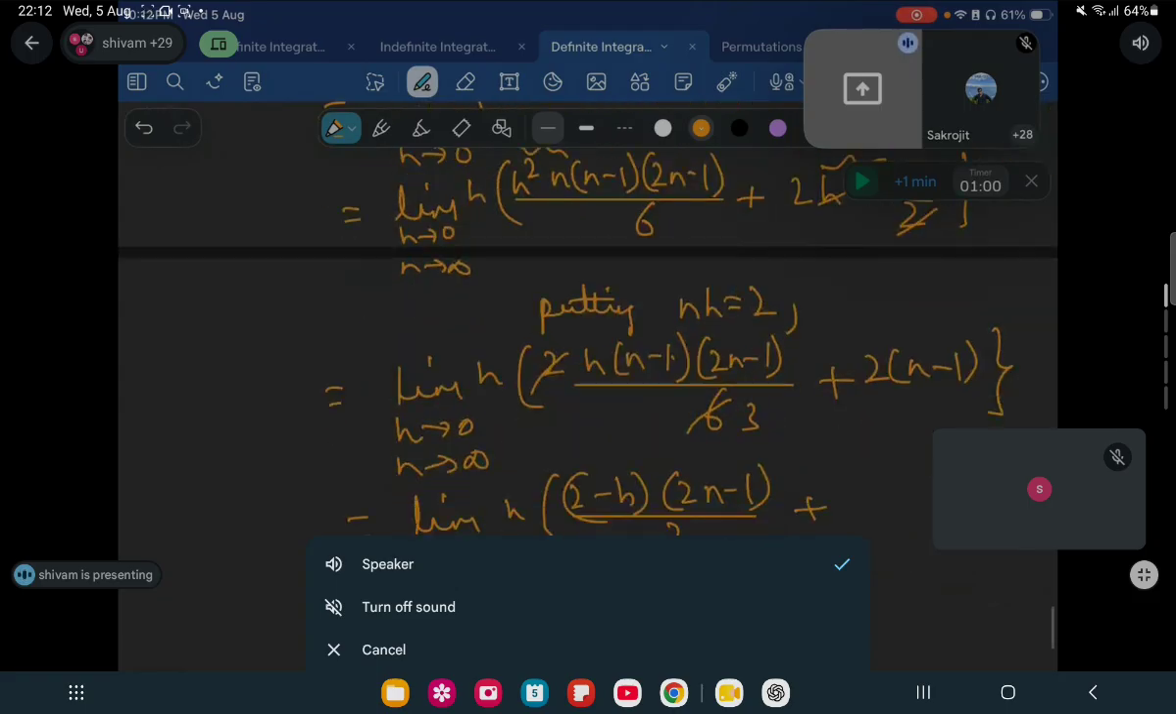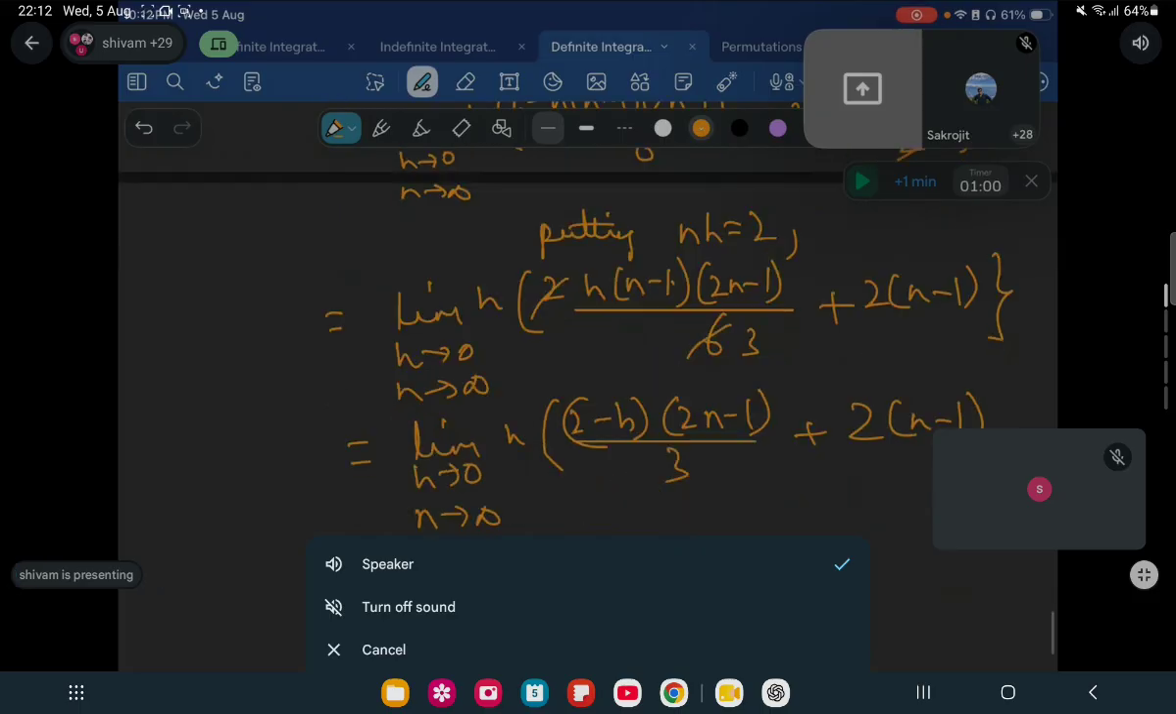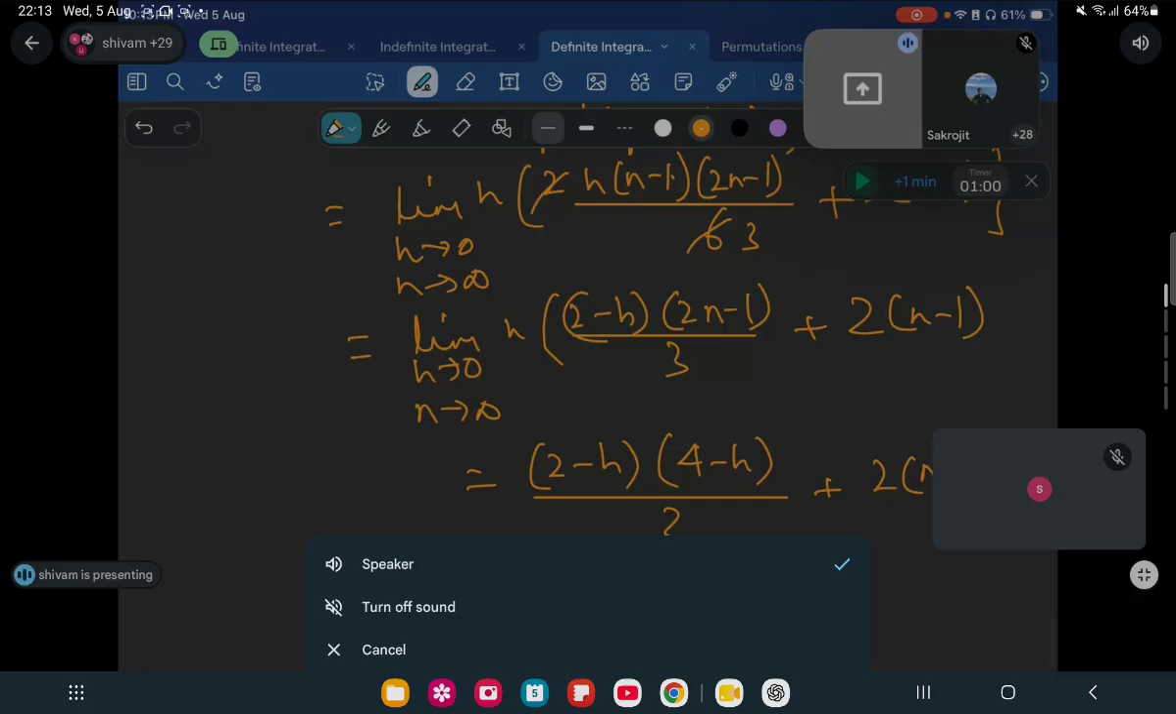Wait a minute, I'm not making a mistake, right? Plus 2 into n minus 1. Okay, let us multiply by h. What do we get? 2h minus h square. Wait, not 1. 2 minus h, 2nh. So that will become 4. 4 minus h upon 3 plus 2 into n minus 1. Plus 2 into nh minus h. So when h tends to 0, this will become 2 into 4 by 3 plus 2 into 2, 4.